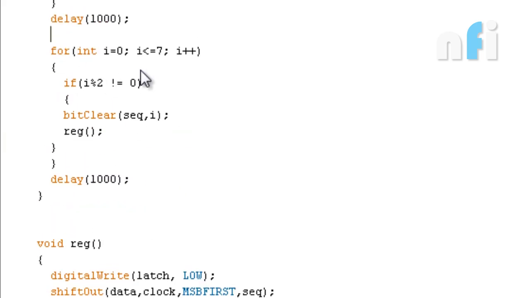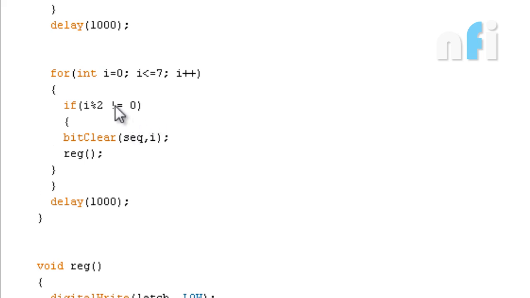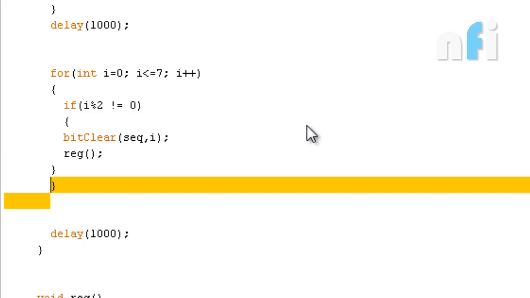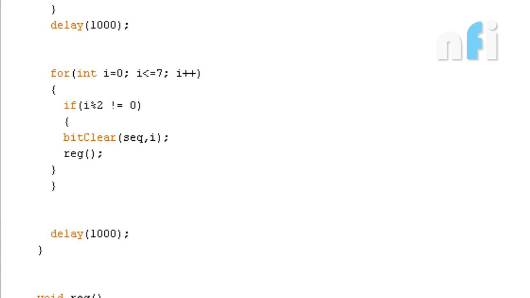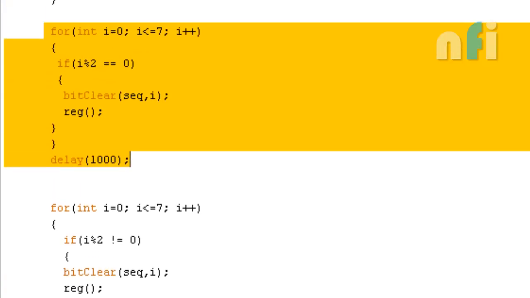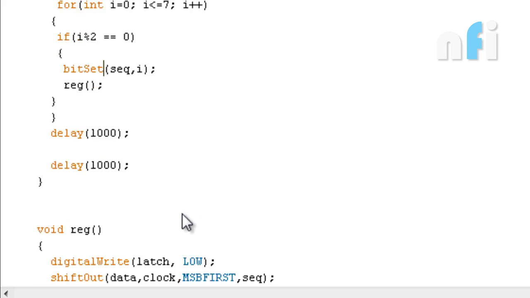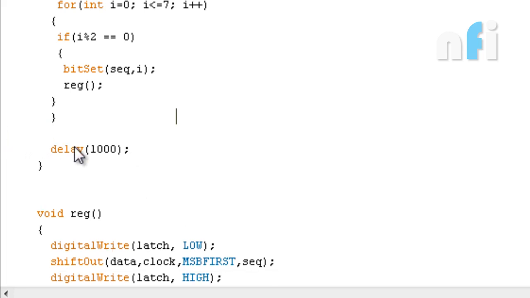Now let's come here. Here my odd state LEDs are off. Now here I want to turn on my even state LEDs. Here are my even state LEDs. Just write bit set. That's it. Now remove this delay.